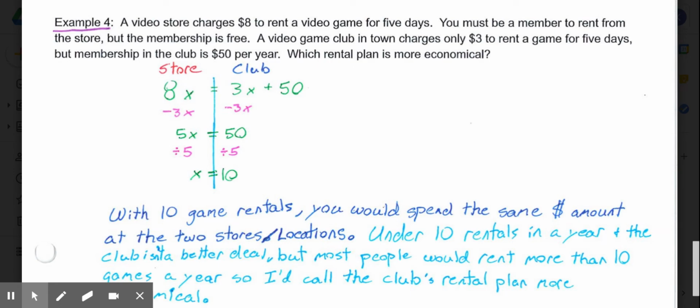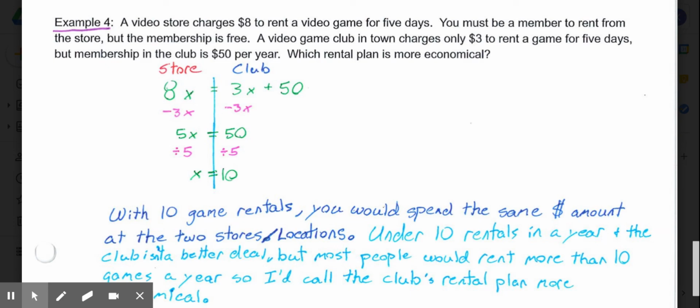Then a video game club in town charges only $3 to rent a game for 5 days, but the membership in the club is $50 per year. Which rental plan is more economical? So economical would be more cost effective, or which one is better bang for your buck?